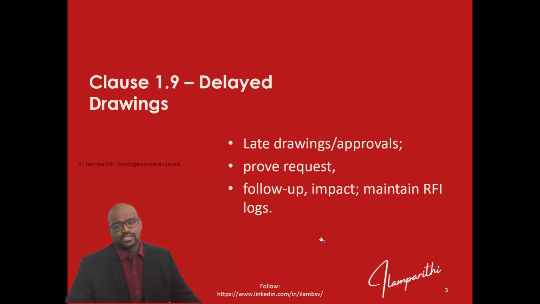Clause 1.9, delayed drawings. When there are late drawings, for example, if it is a construction contract, the drawing has to come from the employer to the contractor. If it is an EPC contract or a design build contract, the contractor submits the drawing, the employer approves it, and then it comes back again to the contractor. So any delay in that period also counts as a delay to the contractor. So when the contractor quotes this clause to prove his request, he has to have a proper follow-up. He should prove the impact and maintain the logs, drawing logs or the RFI logs to prove the delay.